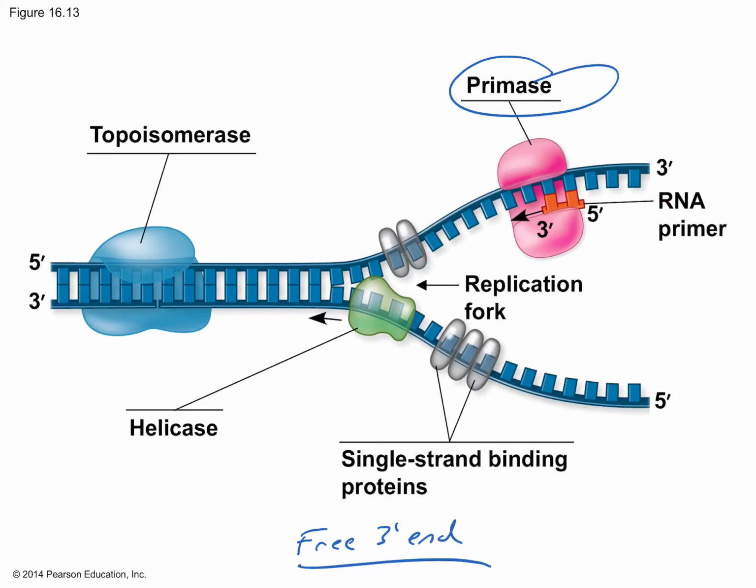Primase builds that primer. The primer is usually about 10 or 15 bases in length, but it's just a strand of RNA. Later on, once the primer is no longer needed, that RNA primer, the RNA nucleotides, will be plucked out and replaced with DNA nucleotides. So it's just there temporarily.